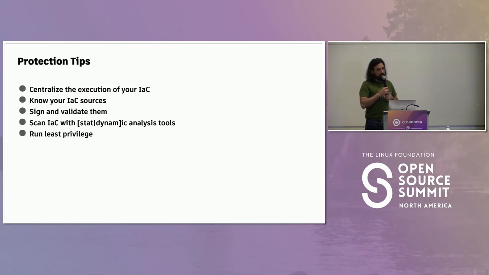And fourth, scan your IaC with static analysis tools. There's lots of open source ones out there. Check off, TF scan, to name a few. And then finally, run your IaC with least privilege. This one's more difficult, so that's why I leave it to last.